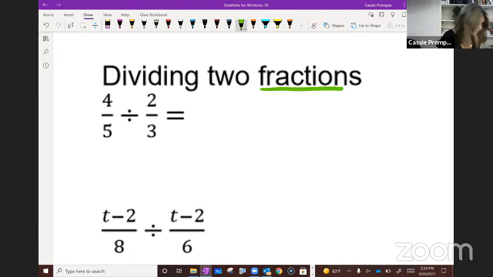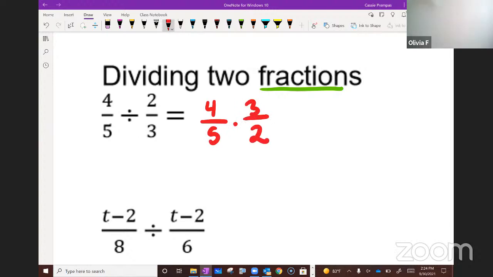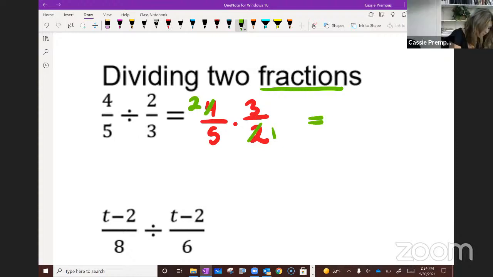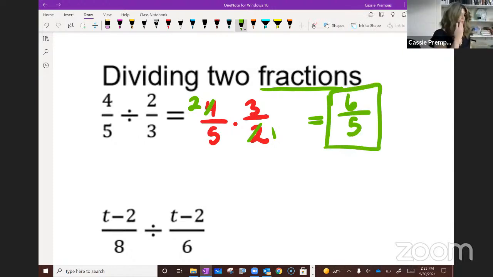Okay, Olivia, do you know how we would take this fraction divided by this fraction and simplify? Yes. So wouldn't you flip the 2/3 to 3/2? Awesome. And then you could simplify the 4 to a 2 and the 2 to a 1. And then you multiply across and it would be 6/5. You're amazing. Well done. Thank you.